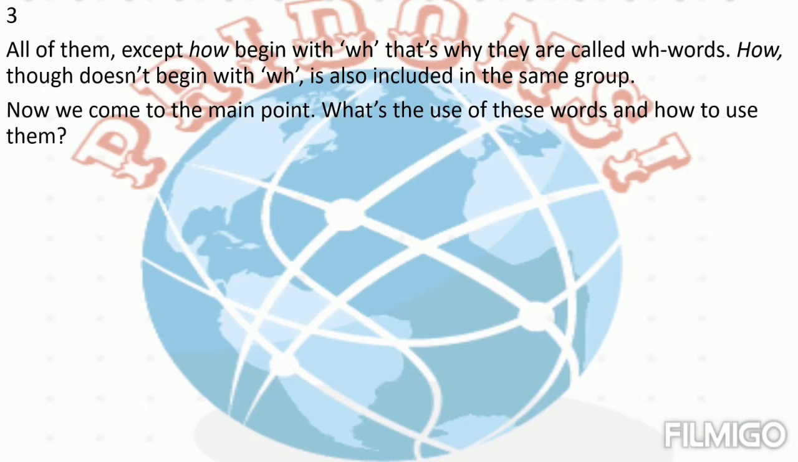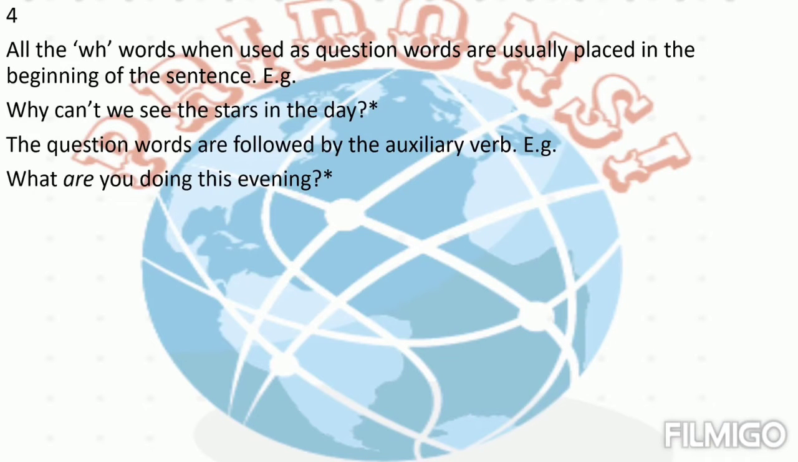Now, we come to the main point. What's the use of these words and how to use them? All the WH words, when used as question words, are usually placed in the beginning of the sentence. For example, why can't we see the stars in the day? Here, why is the question word and it has been used in the beginning of the sentence.